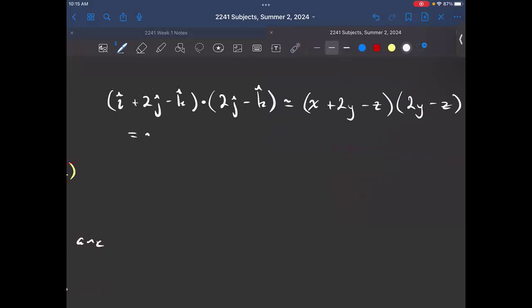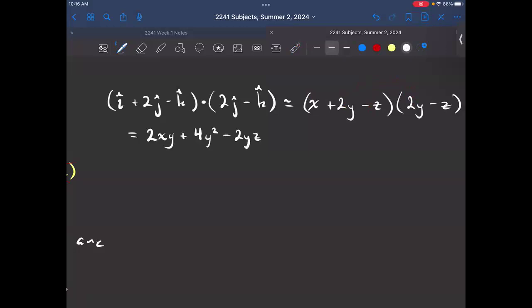So we have x times 2y. You're looking here. So that's going to give us 2xy plus 2y times 2y. That's going to give us 4y squared. Okay, and then plus, now we've got minus z times 2y, minus 2yz.